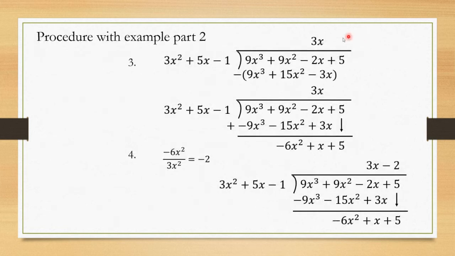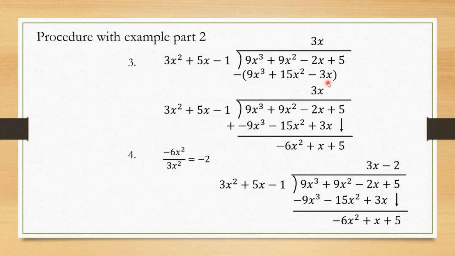Now, what do we do next? We multiply 3x with the divisor. Then we subtract it. 3x times 3x squared, that's 9x cubed. 3x times 5x, that's 15x squared. 3x times minus 1 is minus 3x. And we subtract that.